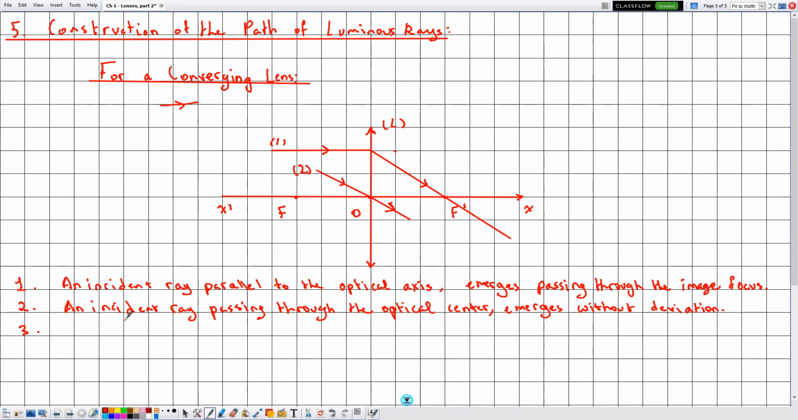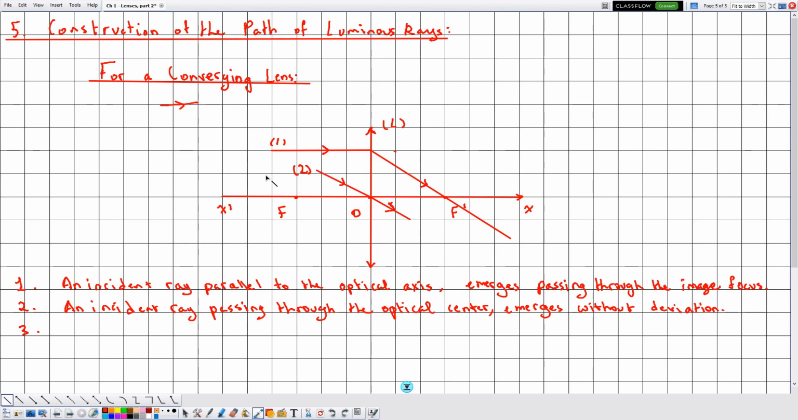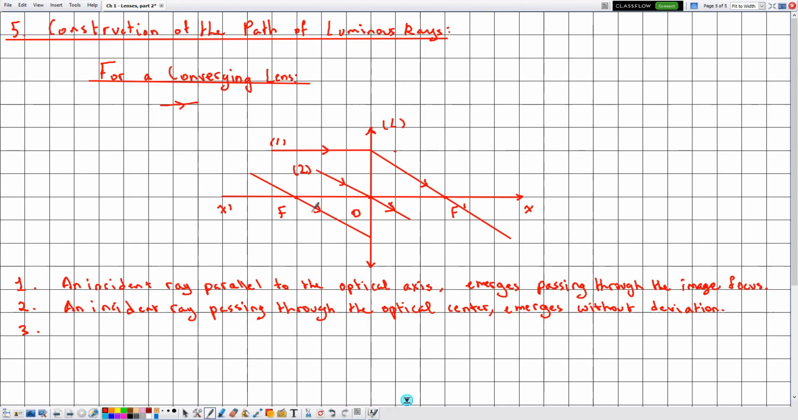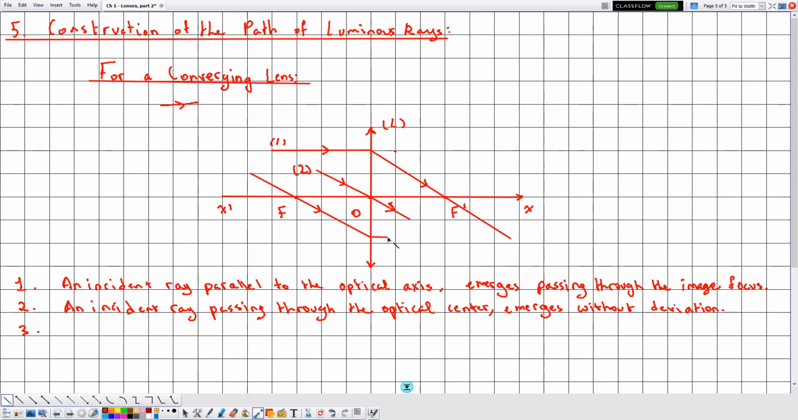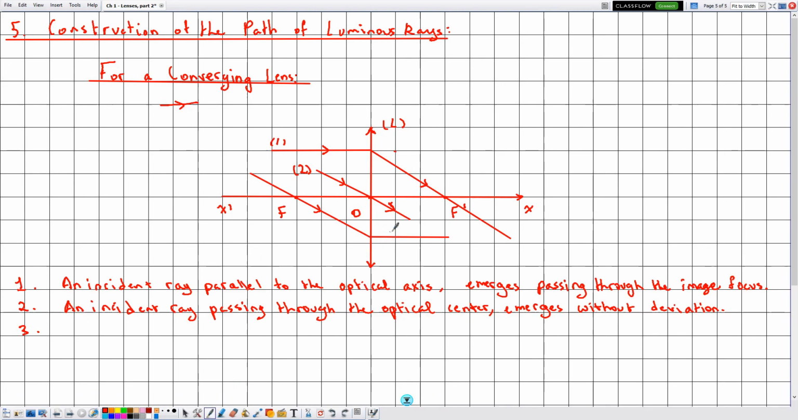The third ray and the final one that we need to consider is passing through the object focus. So consider an incident ray passing through the object focus. By definition, this ray emerges parallel to the optical axis, so opposite to ray number 1. And we don't forget arrows on light rays. So this is number 3.